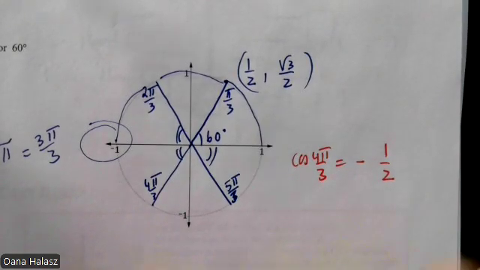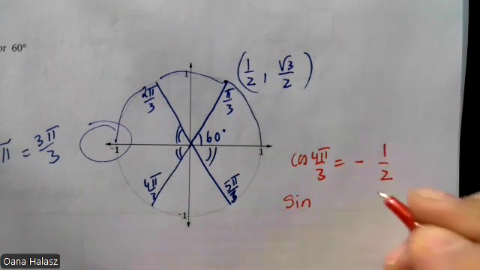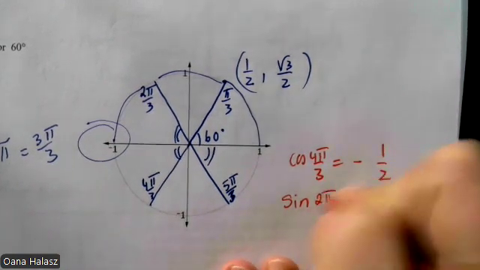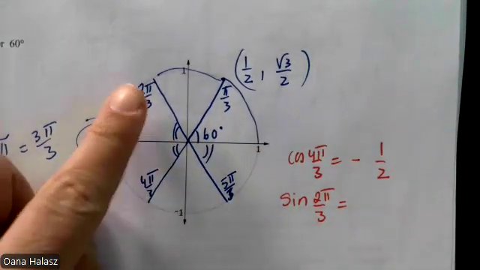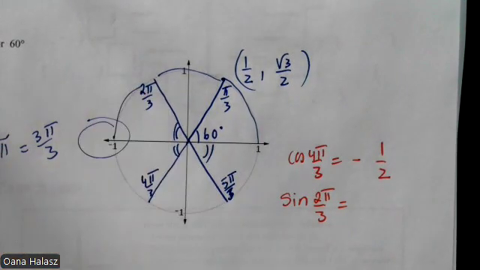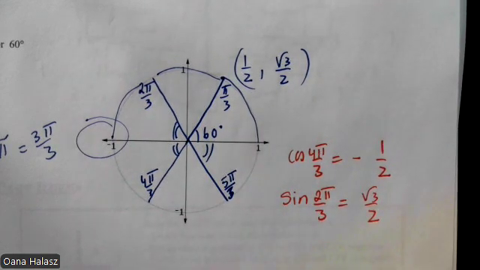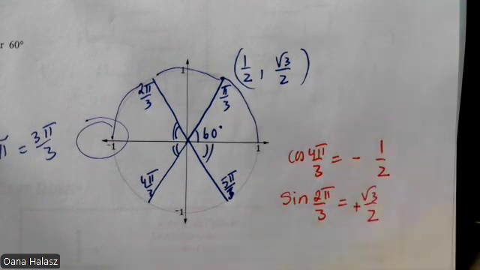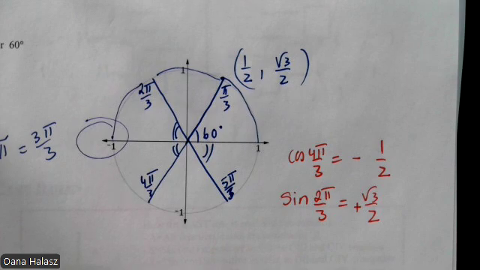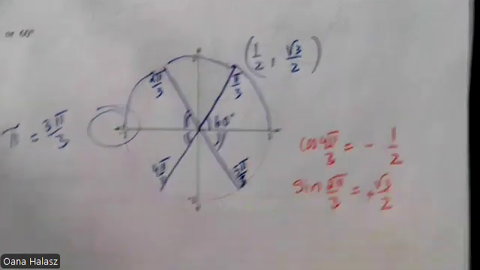If I ask you what is the sine of 2 pi over 3, let me change it up. Now you're looking at this angle here. Square root of 3 over 2, positive or negative? Positive, because in quadrant 2, the y values, which are sine values, are positive. Make sense?